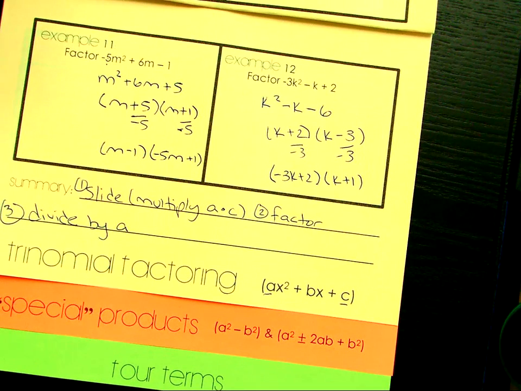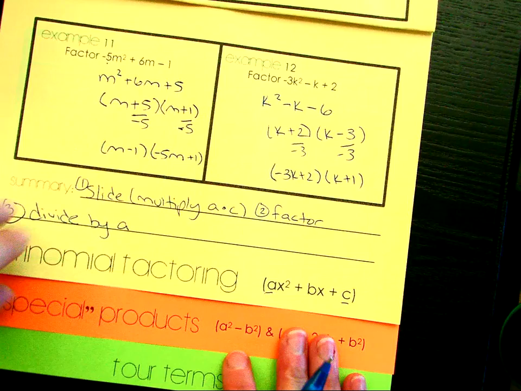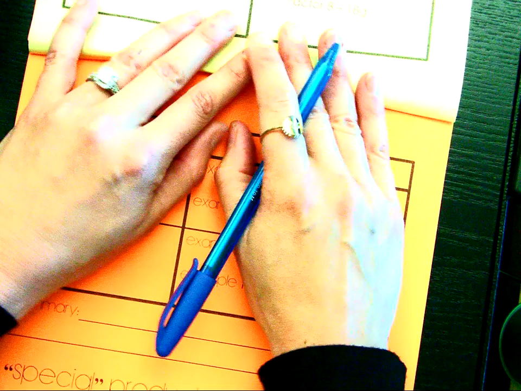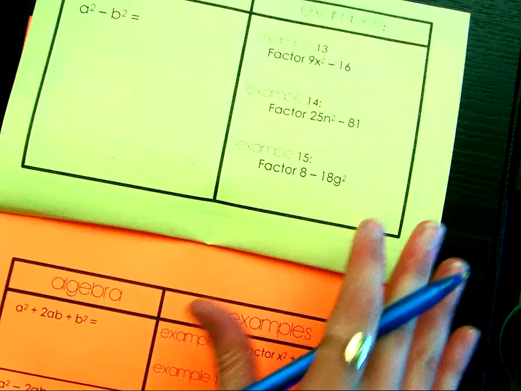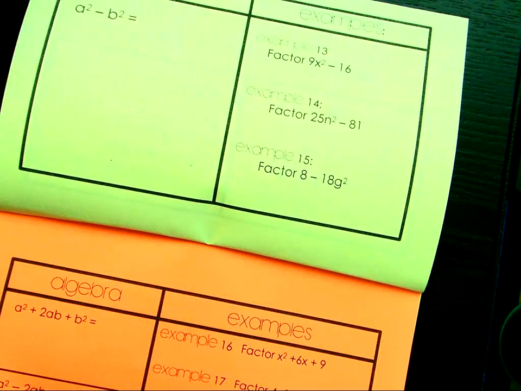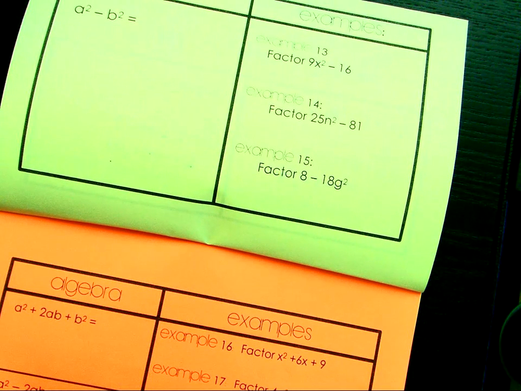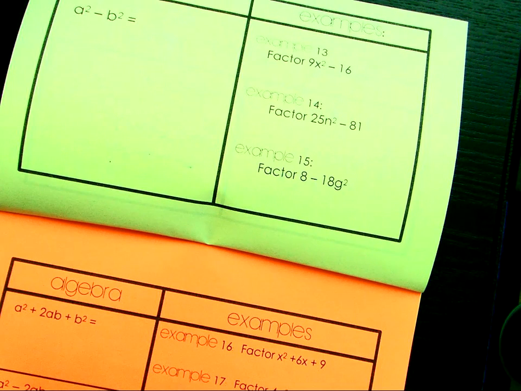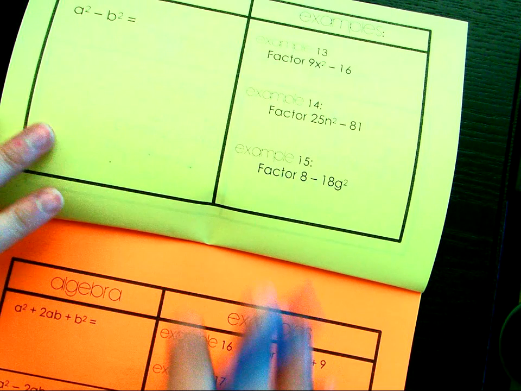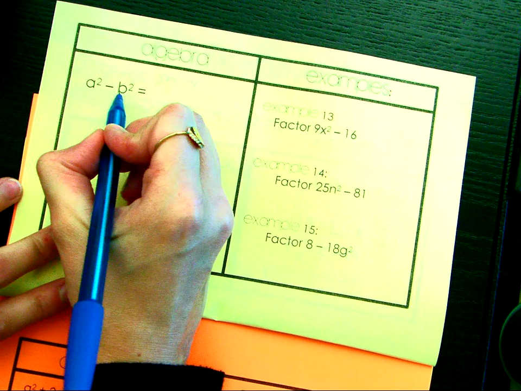So we will move on to the next type of factoring, special products. So for the special products, we have difference of squares. So a squared minus b squared, if you have 2 perfect squares, a squared minus b squared, that factors a plus b times a minus b.